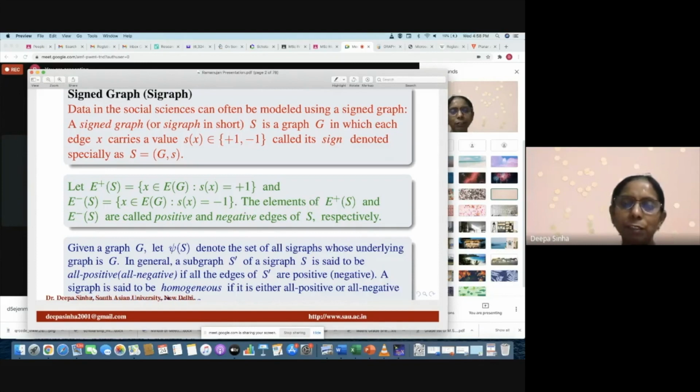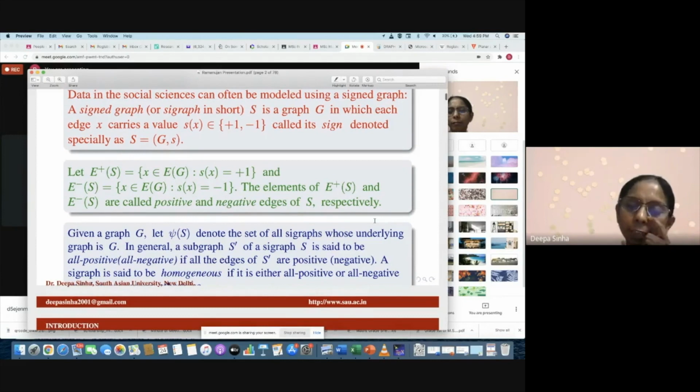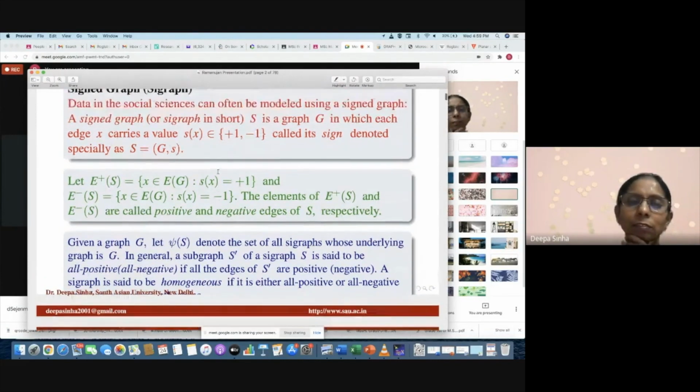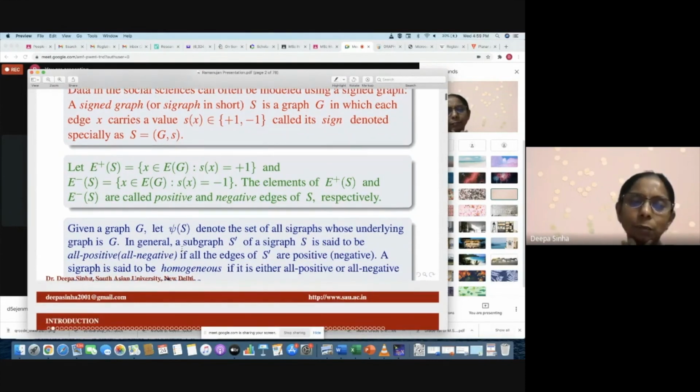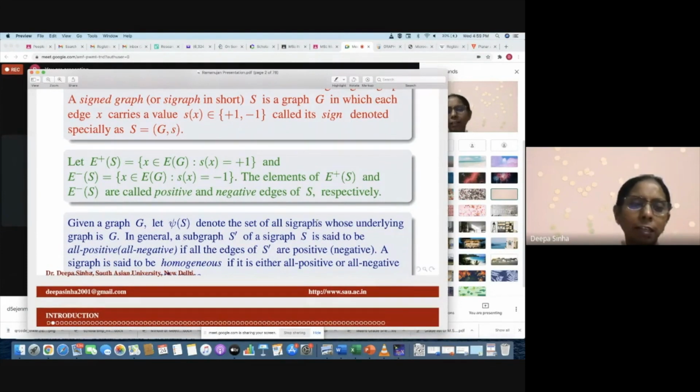The elements of E plus of S are called the positive edge set of S, and E minus of S is called the negative edge set of S. Since I said that the signs plus 1 and minus 1 on the edges are model specific, there can be many ways you can model. So different sign graphs can be obtained from the graph G, and those sign graphs can be kept under one set, that is psi of S. This denotes the set of all sign graphs whose underlying graph is G.